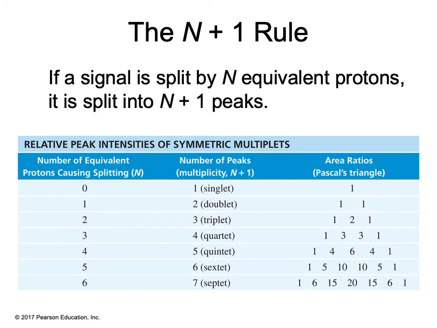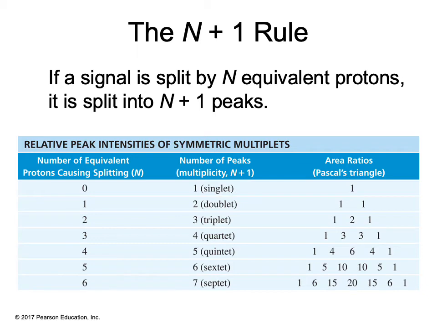So here is a table indicating how this works. You really are only caring about the columns on the left and the middle. Don't worry about the right column. Basically it tells you what your N is, then what your N plus 1 splitting would be, and what we would call it. So if your N is 0, you don't have any nearest neighbors. You just have a single peak. We call that a singlet. If you have 1 nearest neighbor, just like we saw previously, your N plus 1 equals 2, so you have a doublet. 2 nearest neighbors, your N plus 1 is 3, triplet. 3 nearest neighbors, your N plus 1 is 4, quartet, and so on and so forth.